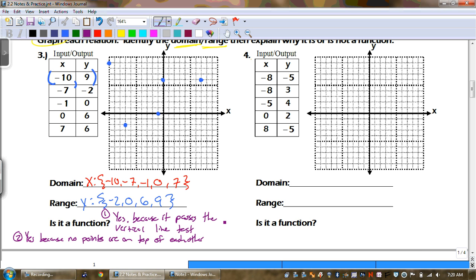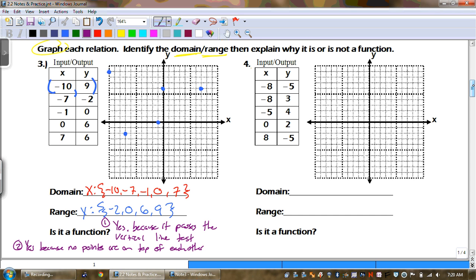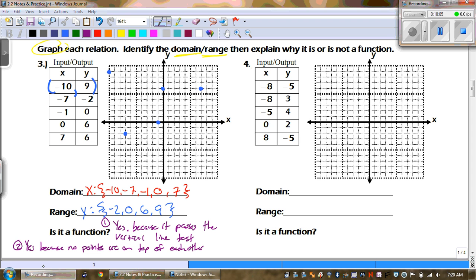So yay! Okay, so number 4, what I'm going to ask you to do is graph the points yourself. Okay, and then write the domain and range down. And when we get back, we'll talk about whether it's a function or not. Okay? So go ahead and pause the video, and good luck.